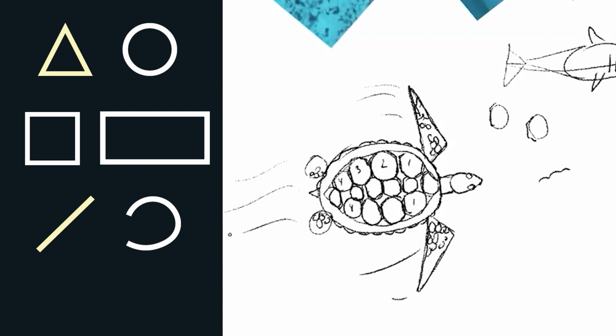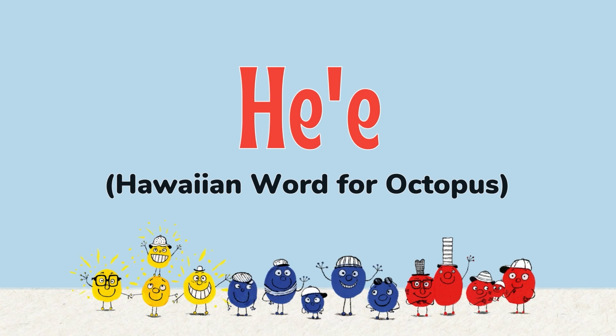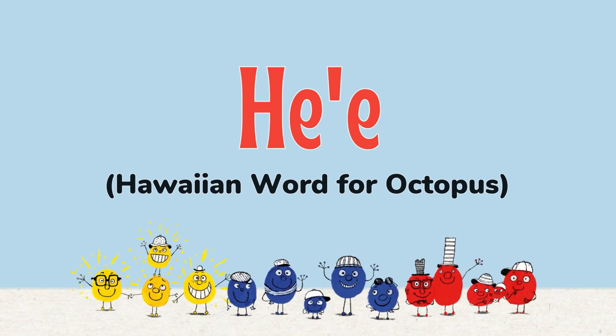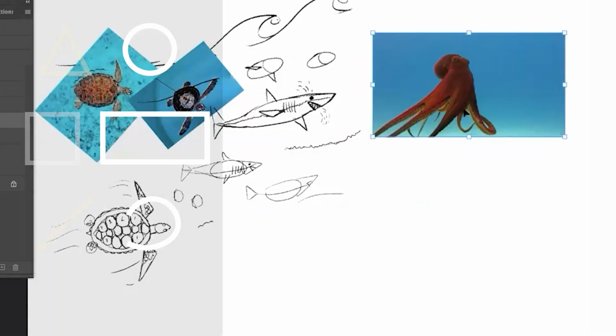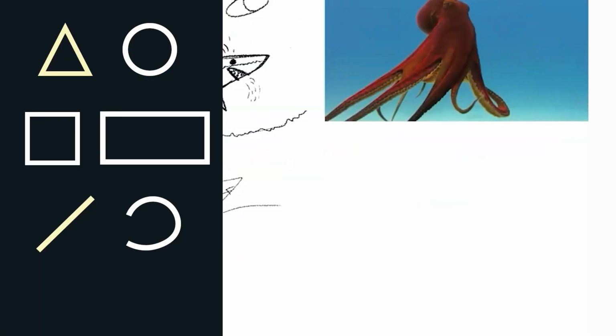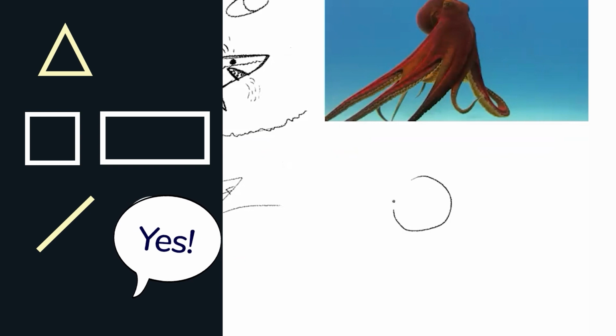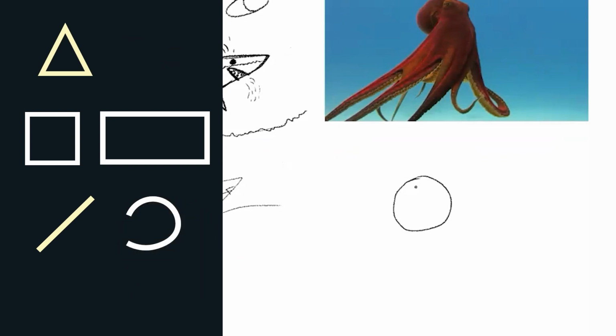Okay, let's draw an octopus. Okay, what's the first big shape we can draw for this octopus? Or kind of like the head? Okay. All right. And then what's the next big shape that we can draw?